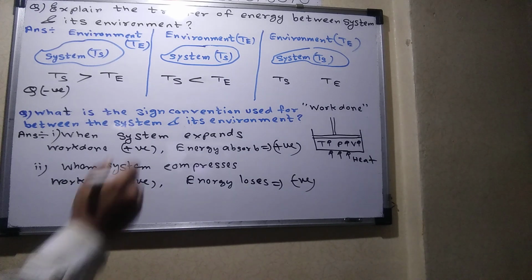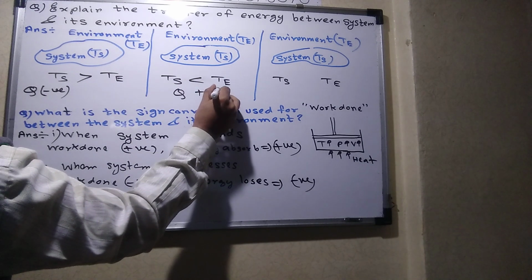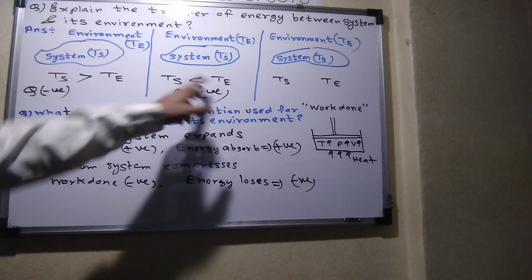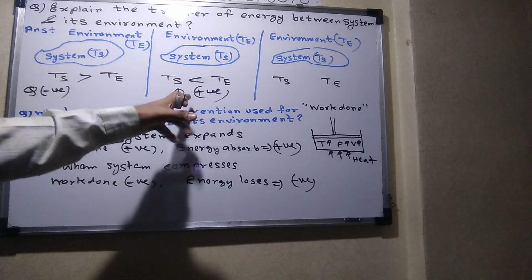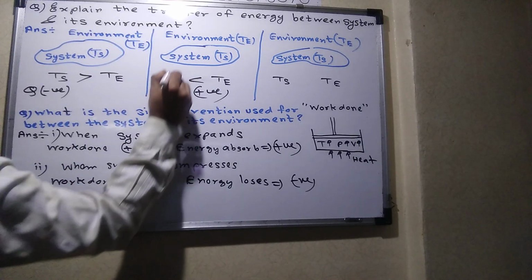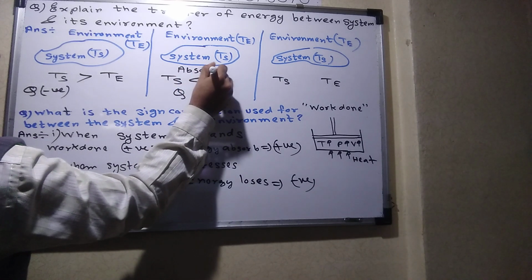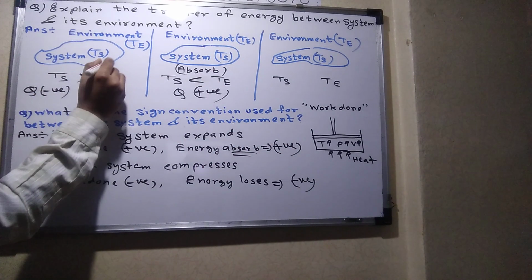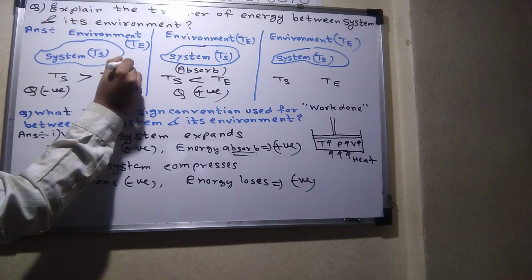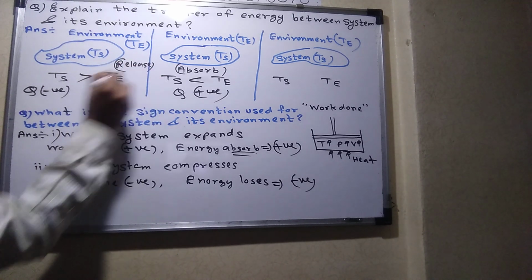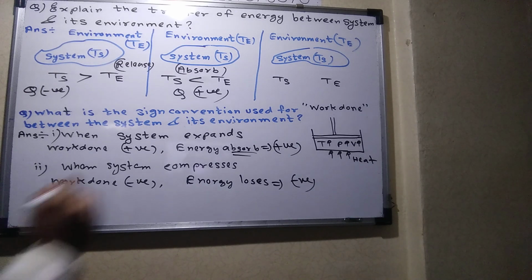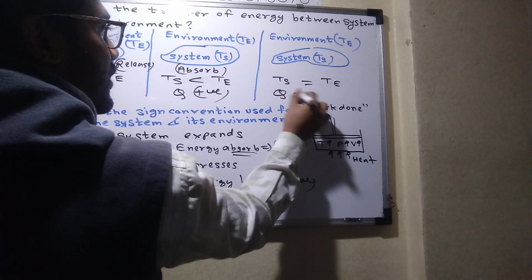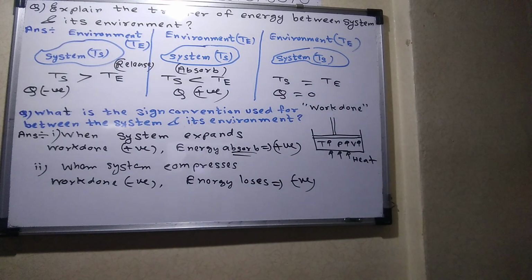heat is coming from the environment, so Q is always positive. Heat is coming from the environment, so heat is absorbed. When heat is absorbed, it is always positive. When it is released, then Q is always negative. Okay, and when both temperatures are the same, then Q is always 0. Understood, students? Samjha? Everyone say yes or no?